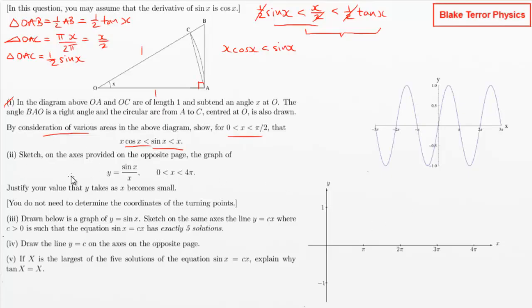Let's change over to blue. Sketch on the axes provided, which I'll put down in the bottom right here, the graph of y equals sine x over x, for x from 0 to 4 pi. Justify the value that y takes as x becomes small. Yeah, indeed, because we've got 0 over 0. You do not need to determine the coordinates of the turning points.